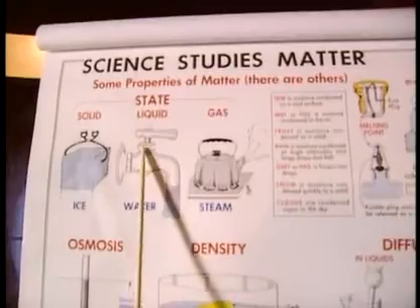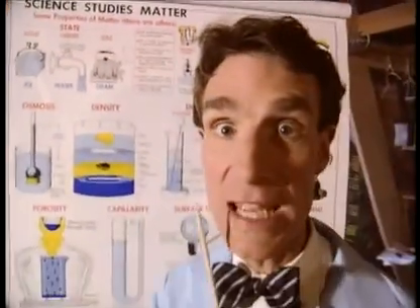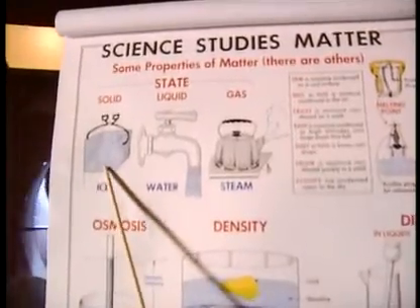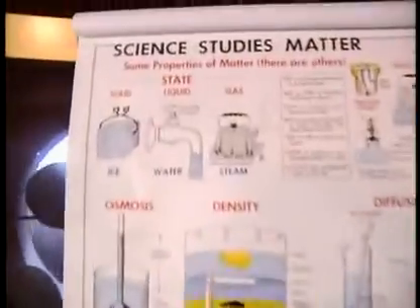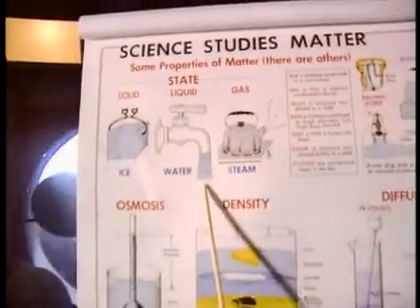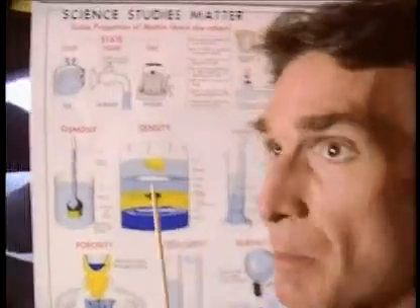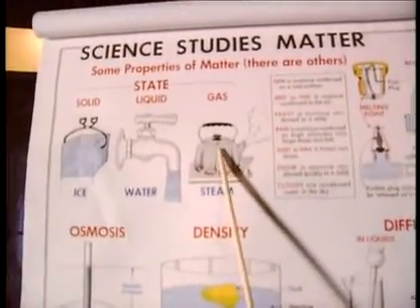Solid, liquid, gas. 3 phases of matter. Solid, molecules are moving slowly, packed close together. Solid. Liquid, molecules are moving a little faster. They're able to flow a little bit. It's liquid. Gas, molecules are moving very fast. They're just wild. It's a gas! 3 phases of matter.